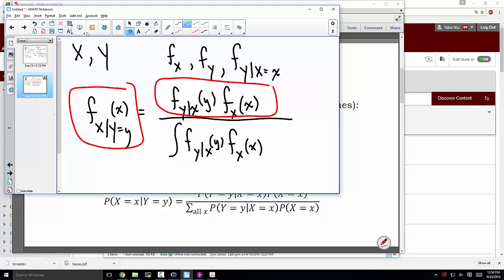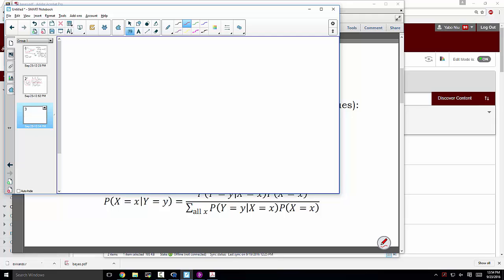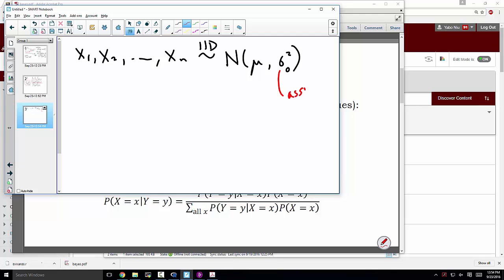So let me tell you why this is relevant to inference. Suppose we have data x1, x2, through xn, and let's suppose they are independent and identically distributed from a normal distribution, mean mu, variance sigma squared. And for now, let's suppose that sigma squared is known, so that there's only one parameter for us to worry about.